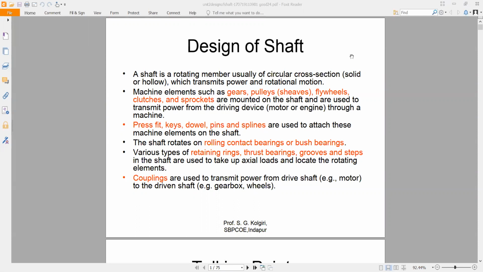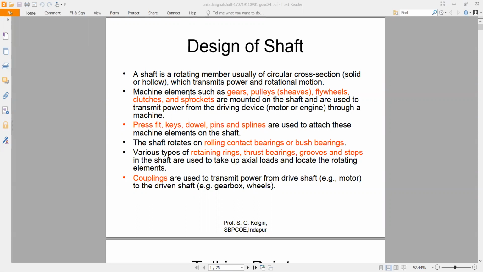Okay, let's go through a very brief introduction of the shaft. So, do you know what a shaft is? A shaft is a rotational member with a circular cross-section, either solid or hollow, which can transmit power and rotational moment.